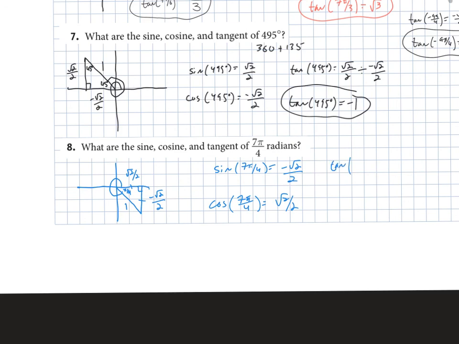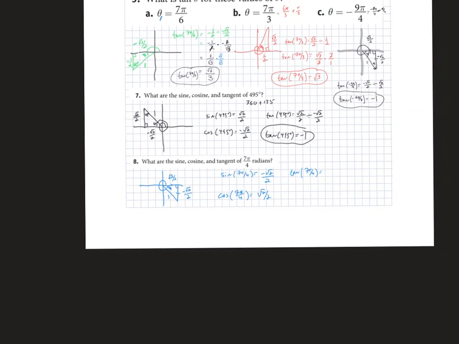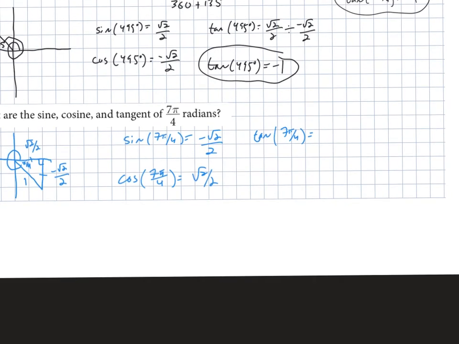And the tangent, of course, is dividing the sine by the cosine. So actually, this is a lot like negative 9 pi over 4 that we saw prior to this. So negative root 2 over 2 divided by positive root 2 over 2 leaves me with negative 1.